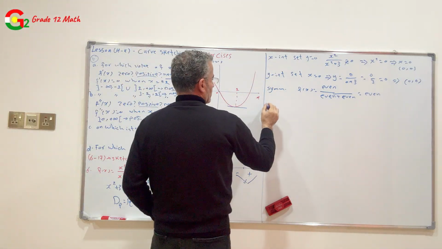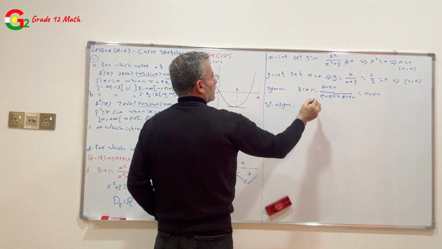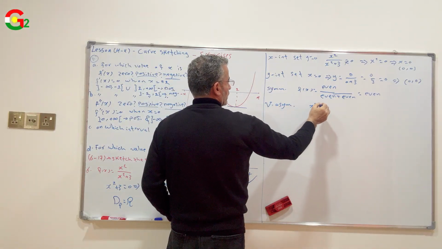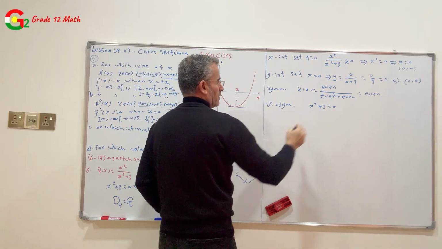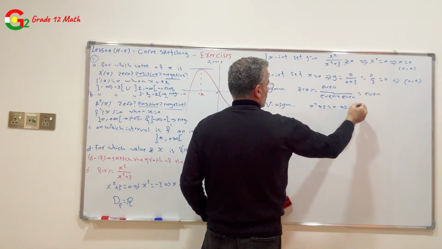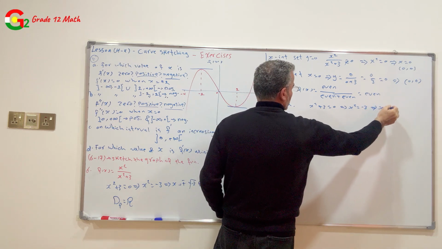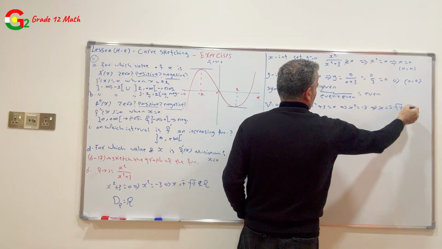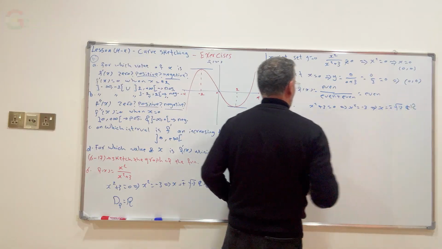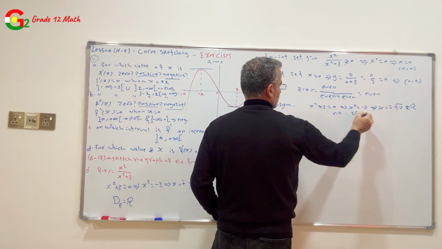For vertical asymptote, set the denominator equal to 0 and find the value of x. X power 2 equals negative 3, therefore x equals plus or minus the square root of negative 3, not a real number. There is no vertical asymptote.